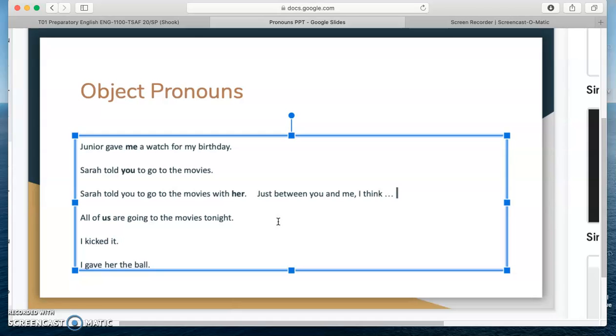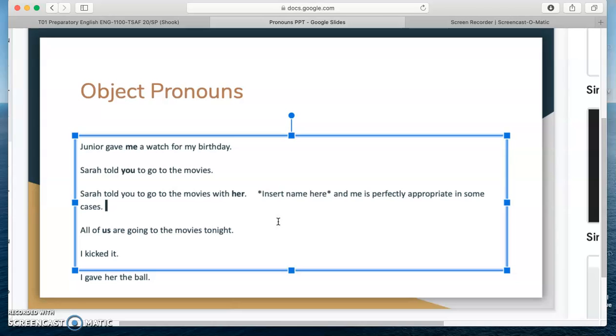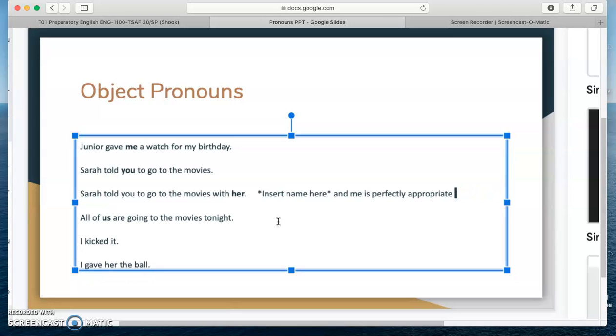So sometimes the idea of insert name here and me is perfectly appropriate in some cases, only when it's being used as an object. And objects, when written as we wrote with just between you and I, just between you and me, the phrase just between acts as a subordinate clause as well as a preposition, and therefore it is an object, and so it can come at the beginning of a sentence.